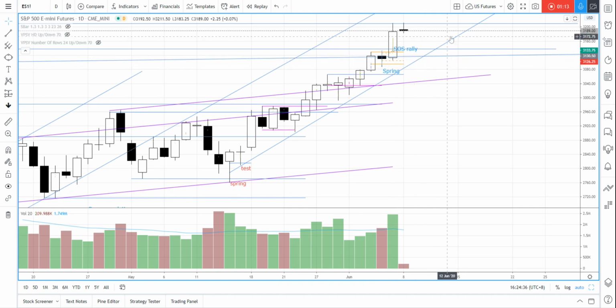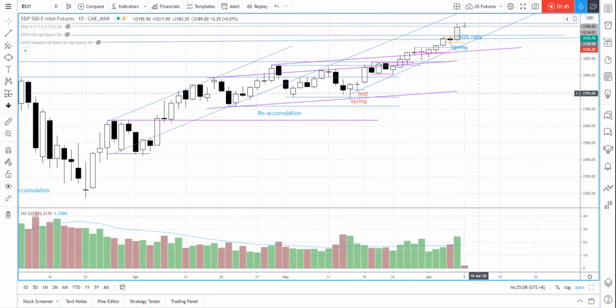Subsequently, it rallied up and tested the resistance level 3210, which I mentioned in my previous video as the first target, the immediate target, and also the resistance level that we need to pay attention to. As you can see, it just touched this level 3210 and immediately had a reaction back. But the close was still quite bullish.